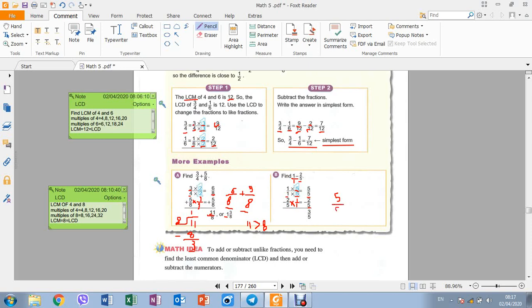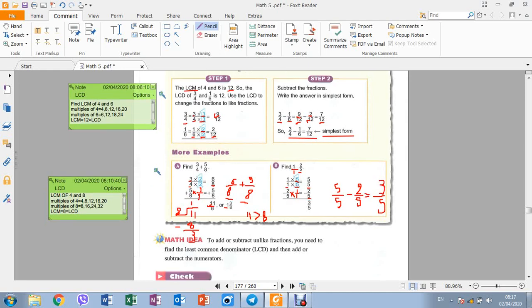5/5 minus 2/5 equals how many? Put down the denominator directly. 5 minus 2 equals 3. So the answer is 3/5. So these are the examples.